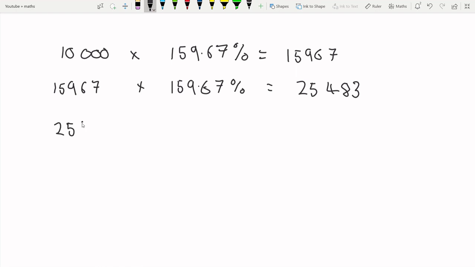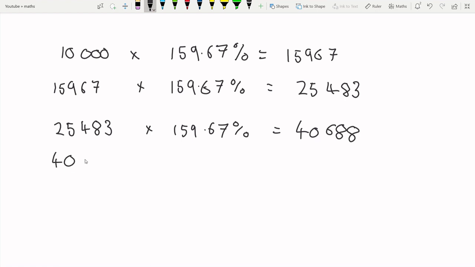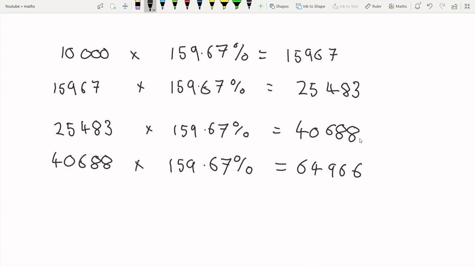Take this number, so 40,688 times this number again, this should be our last one, and this gives us a number slightly off because we have rounded, 65,000.